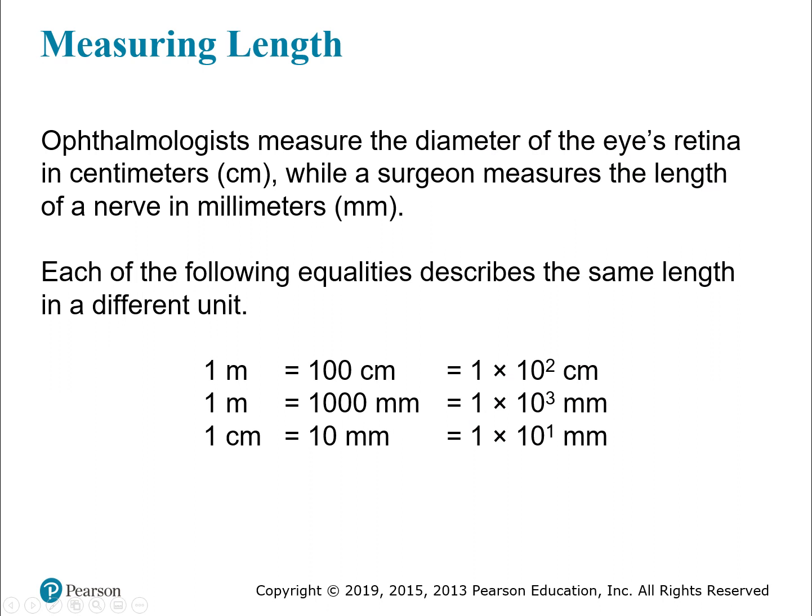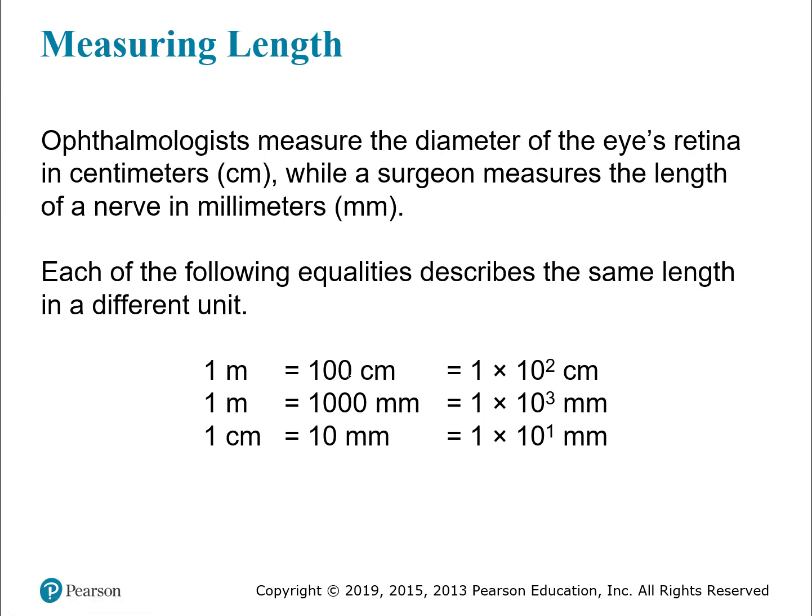So ophthalmologists, which are eye doctors, they measure the diameter of the retina in centimeters. Surgeons measure the length of nerves in millimeters. They're both related to meters, right? So you can describe the same length in 2 different units.